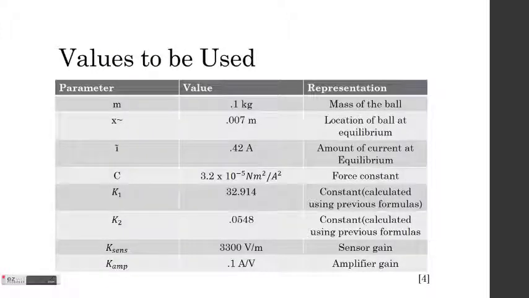Throughout the presentation, I will use variable representation in order to keep the math looking neat. These are the values that I will use for the parameters, with m being the mass of the ball, x the equilibrium position of the ball, I the current, c is a force constant, k1 is a constant that is calculated from the previous formulas, and k2, same thing. The k sensor and the k amp are values that I chose arbitrarily.